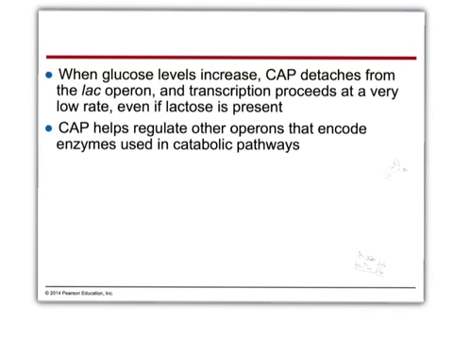So CAP also helps to regulate other operons that are involved in catabolic pathways, so that when glucose is low, it's like an all-out blitz. We have to do something to make up for the energy deficit. The cell is looking for anything to break down and produce energy, whether it be lactose, galactose, any other sugar, protein, whatever. So when glucose is low, all those other operons get turned on.